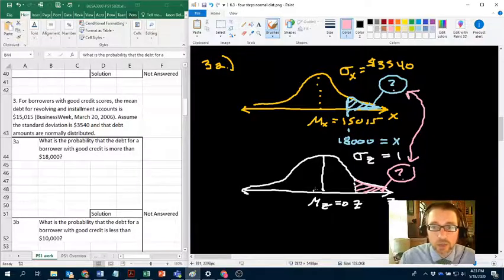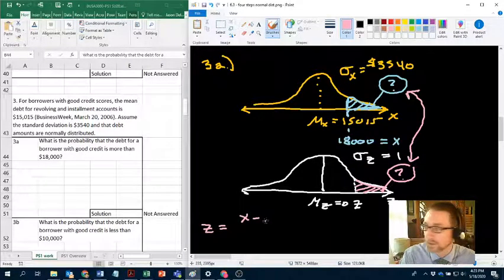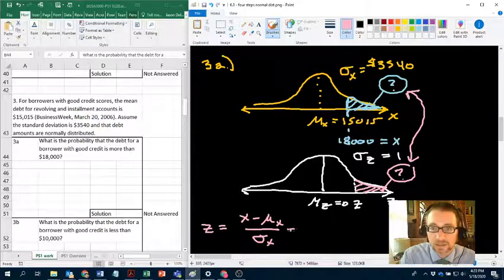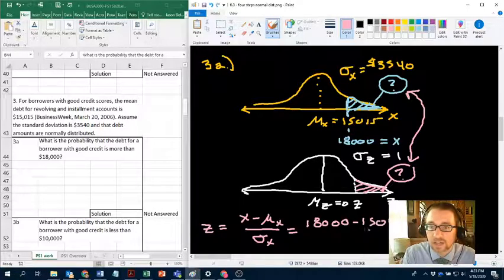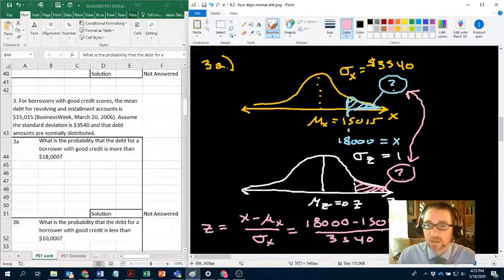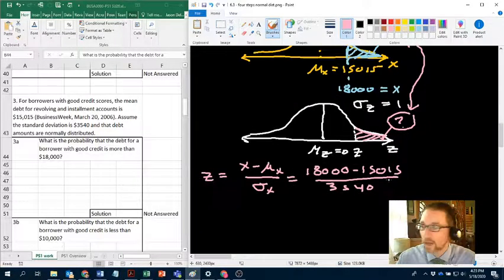Okay, so in order to find that z, we're going to need to use the z-score formula. And we can use this whenever we have 3 of the 4 values. So x minus mu x divided by sigma x. We have x, that's 18,000. We have mu x, that's 15,015. So 18,000 minus 15,015 divided by 3,540. That's going to be the value of z. That's how we're going to calculate it.